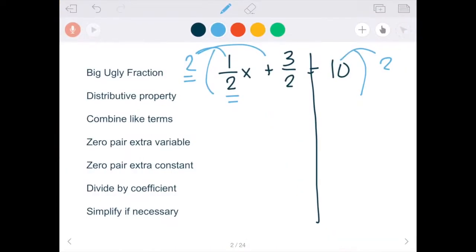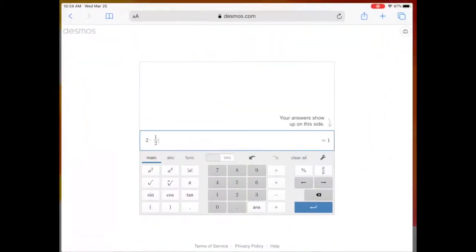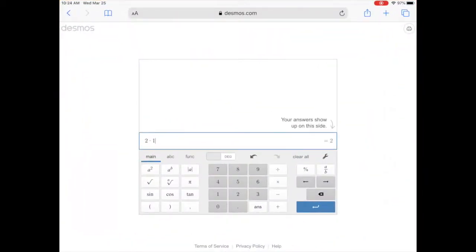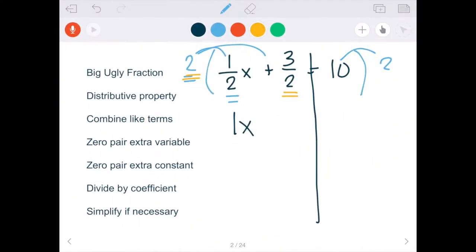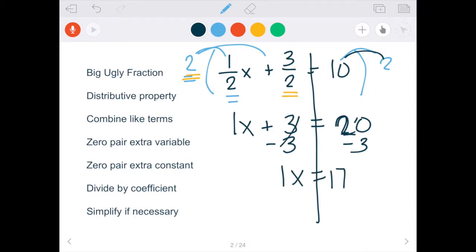So for this one, you would put 1x. And then 2 times 3/2. Go back to Desmos. 3/2. And you see Desmos tells you the answer is 3. So 2 times 3/2 is just 3. And then 10 times 2 is 20. Once you have taken care of your fraction, then you can solve the problem like normal now. We would subtract 3 on both sides and we get 1x equals 17.